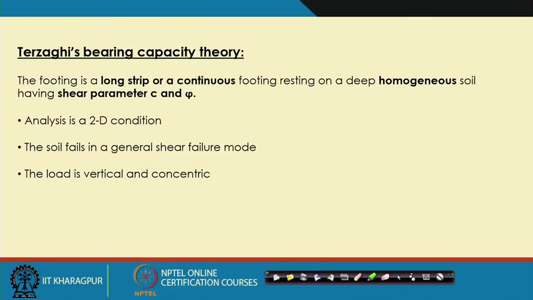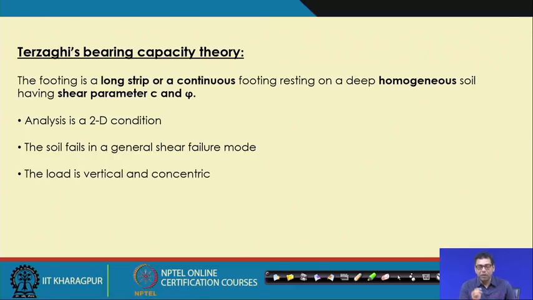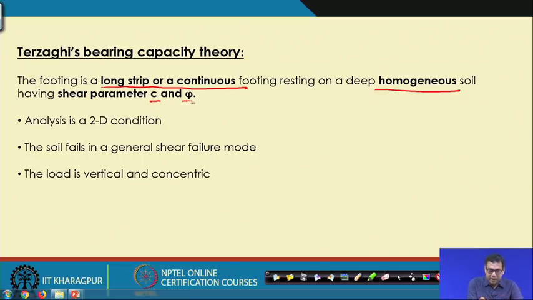That is why we are still using this theory, and this theory has some assumptions. So what are those assumptions? It is applicable for a strip or continuous footing. Remember that Terzaghi's bearing capacity theory, as originally developed, is applicable for a strip footing resting on a homogeneous soil. It is not a layered soil, it is homogeneous, and the shear parameters are C and phi.